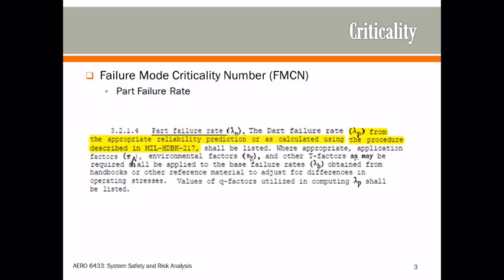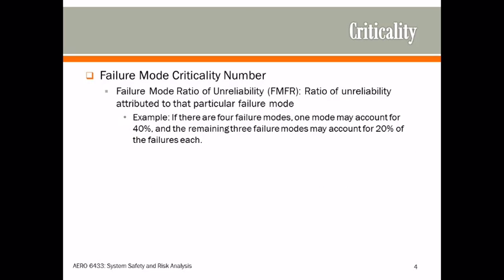So the expected failure or part failure rate is one element of the failure mode criticality number calculation. It can be adjusted for different factors, application factors, environmental factors, and other factors that would increase or decrease that part failure rate number. The next element of our criticality equation is the failure mode ratio of unreliability.